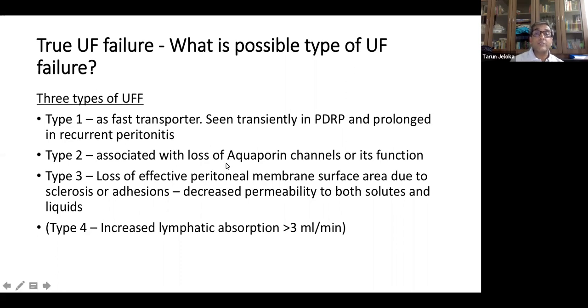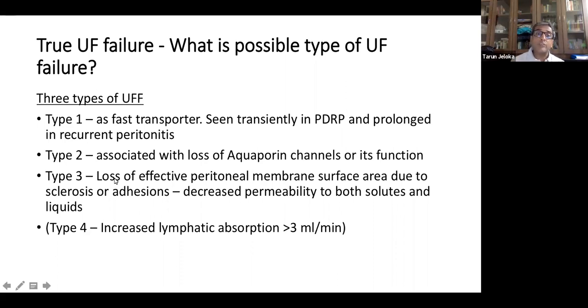Type 2 failure is associated with loss of aquaporin channels or their function. I already mentioned how to determine it. And this is very difficult to treat because aquaporin channels are not there. So ultrafiltration is totally dependent on smaller channels. So if that is able to take care, it is fine. If it is not, then probably you may have to shift over to another modality of dialysis.